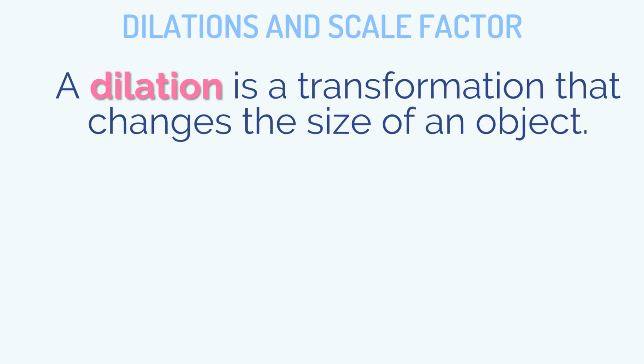So here we have, guys, an idea that is connected with similar figures, and it's the idea of dilations and scale factor. A dilation is a transformation that changes the size of an object. If we make an object look larger or bigger than it actually is, we're making a dilation. Or if we have a figure that is really small, we can make it bigger, we can enlarge the figure. This is also called a dilation. So a dilation is a transformation that changes the size of an object.